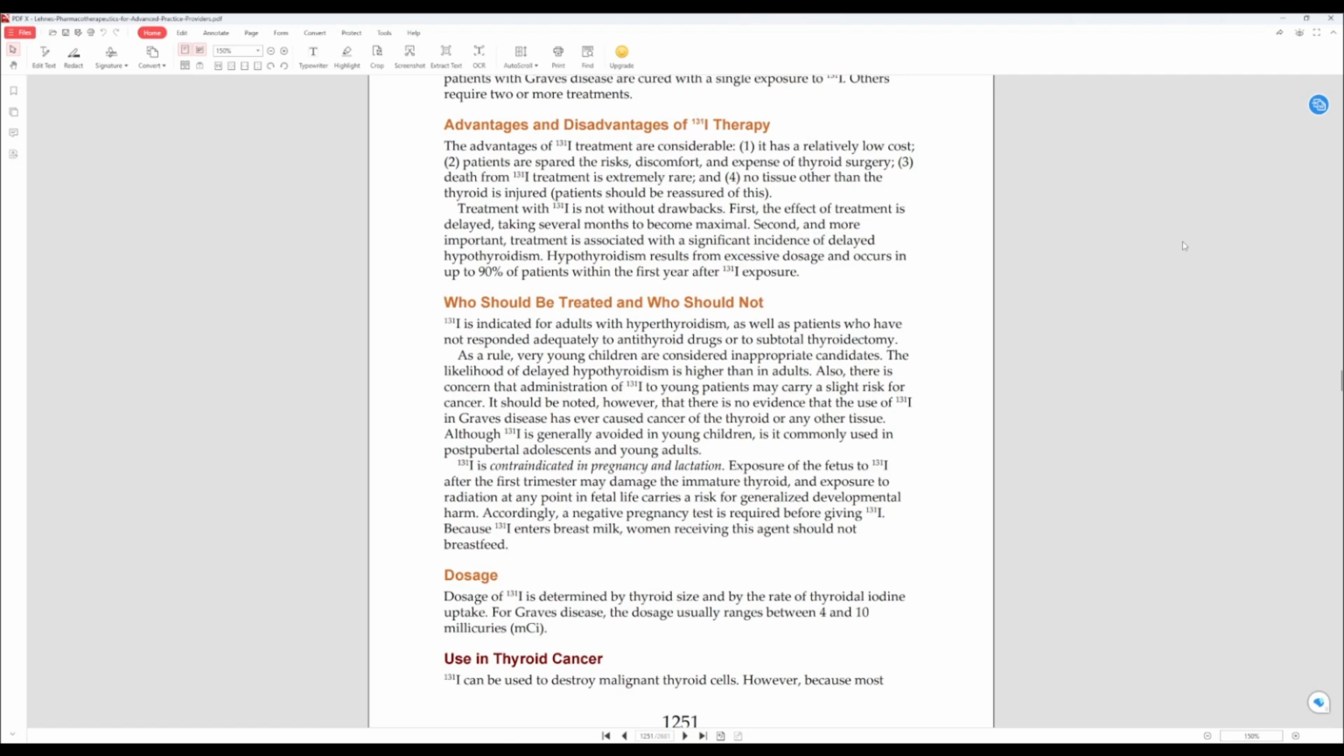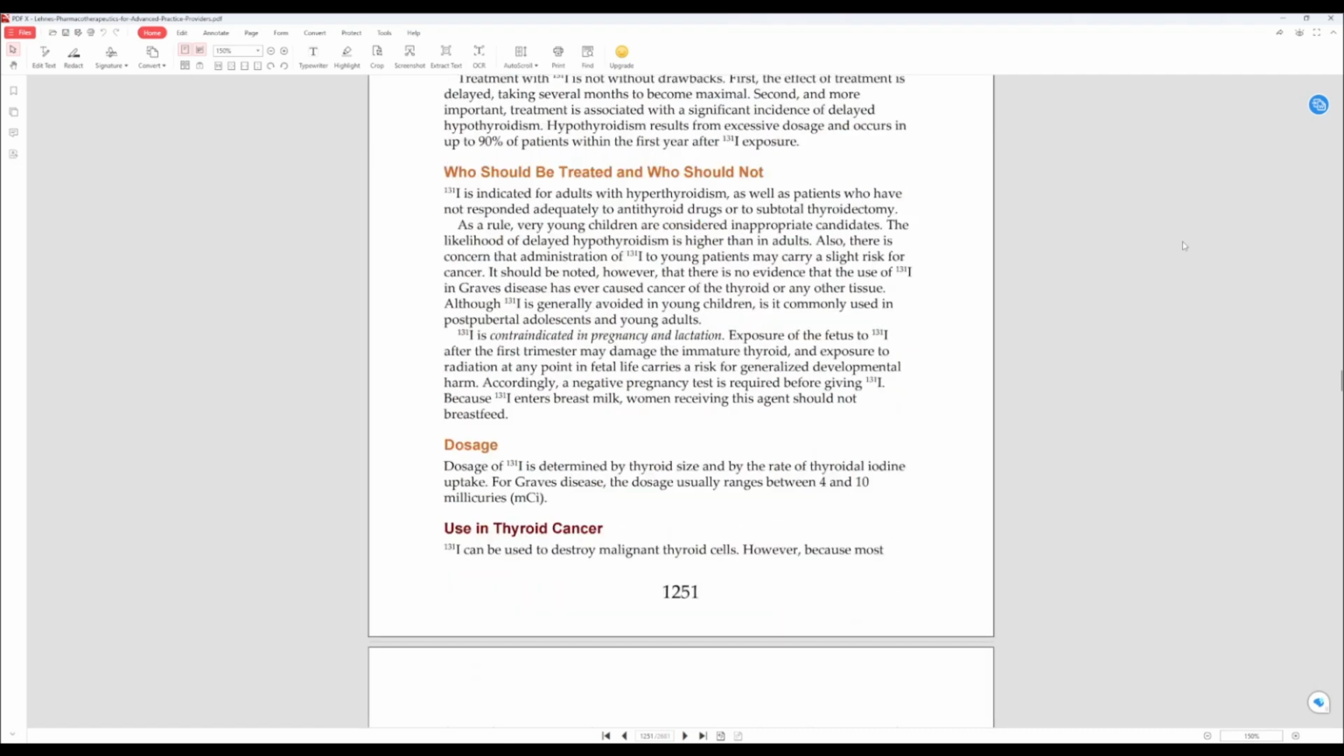Treatment with iodine-131, however, is not without its drawbacks. The first being, the effective treatment is delayed. It takes several months to become maximal. Second, and more importantly, treatment is associated with a significant incidence of delayed hypothyroidism. Hypothyroidism results from excessive dosage and occurs in up to 90% of patients within the first year after the exposure of iodine-131. So you can almost assume that that half-life is probably longer to some extent.